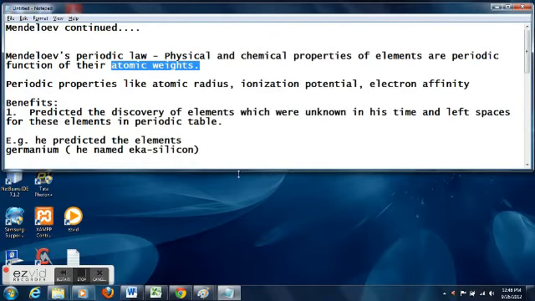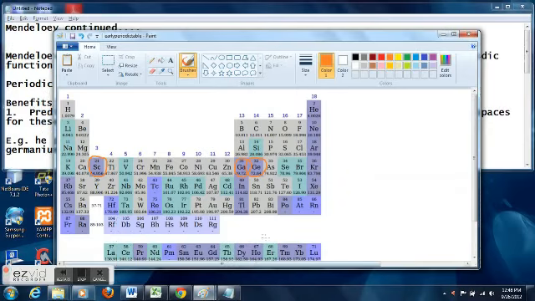For example, he predicted the elements like germanium. Germanium was not known at that time, but he realized that these elements will have property like silicon, so he mentioned it as Eka silicon. He knew that it is not silicon, but he knew that it will have many properties similar to silicon.